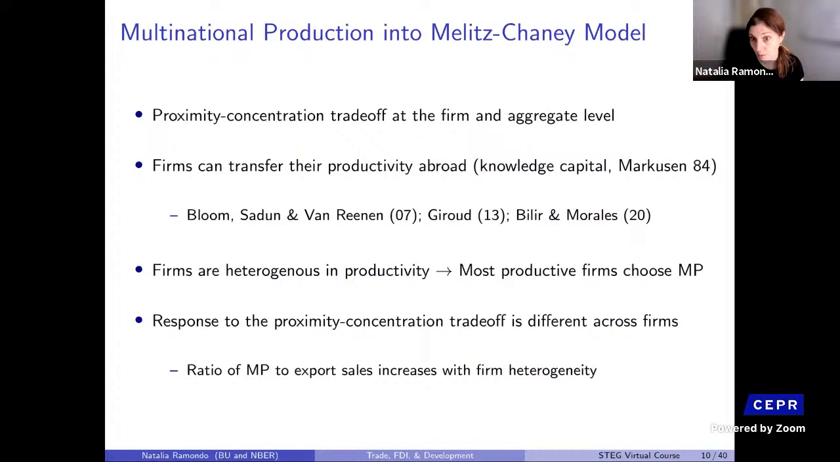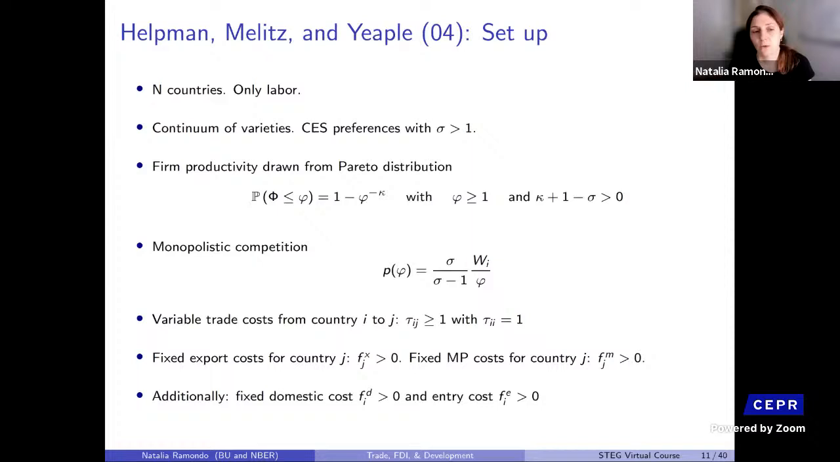So the setup has N countries, only labor, and I'm not going to relax these assumptions throughout, a continuum of varieties and a CES aggregator with sigma elasticity. Now, firm productivity, as I said, is in a Melitz-type environment, so it's going to be random, drawn from a Pareto distribution with shape parameter kappa. Remember, higher kappa, lower heterogeneity, and vice versa. I did a Pareto with a lower bound of one, just to make notation simpler. And we need a condition on parameters so everything is finite, okay?